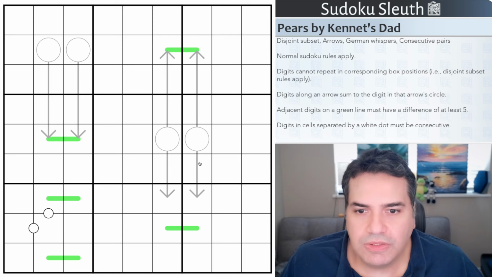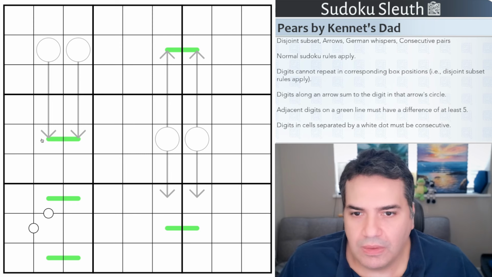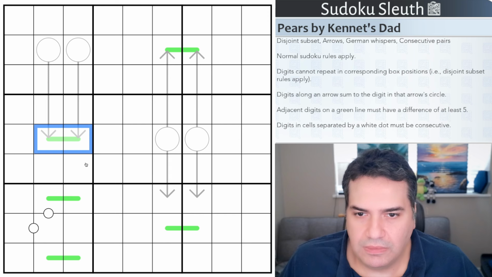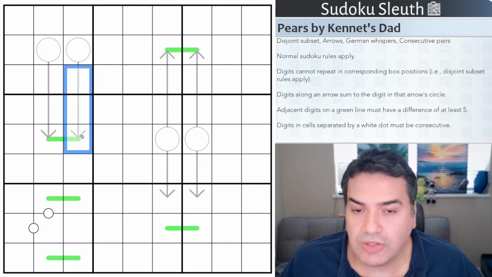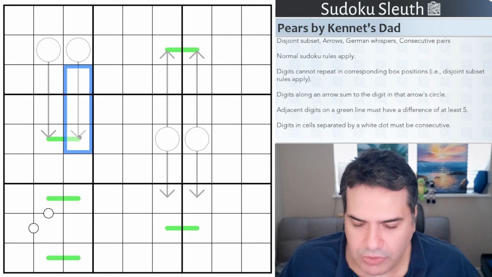So I'll tell you what I'm thinking straight away. The minimum this can be is 1, 6. And this is quite significant actually, because I've got 3 cell arrows. And the maximum you can ever put on a 3 cell arrow where all the digits have to be unique is actually 6. Let me show you what I mean by this.